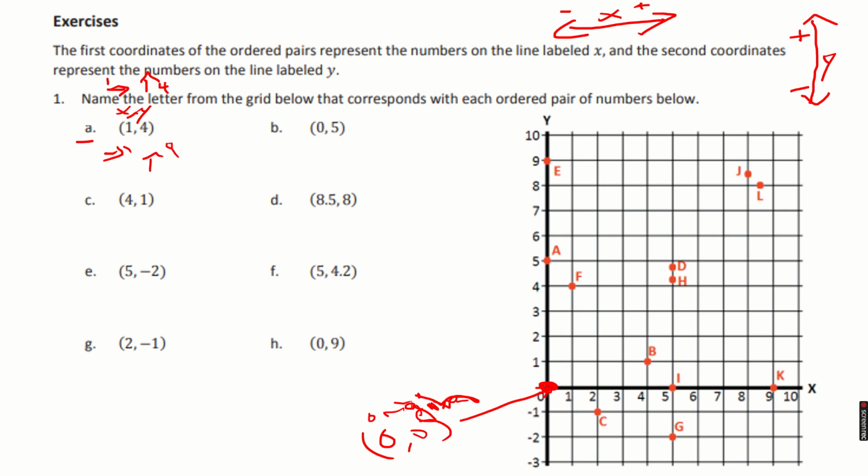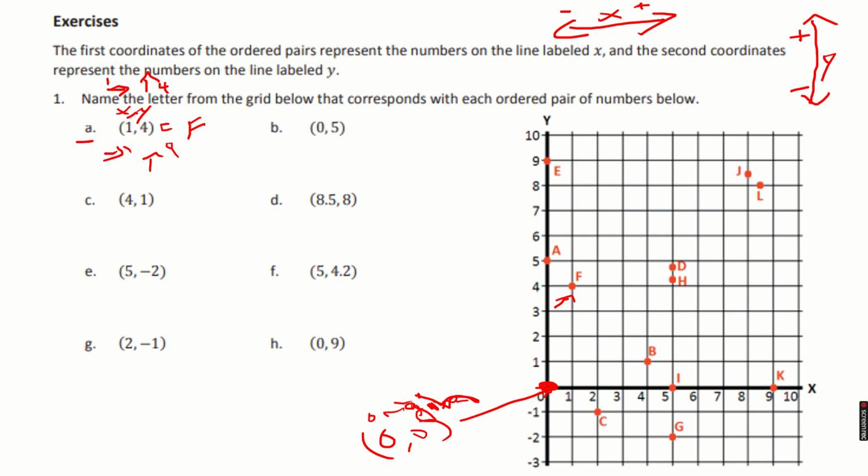So from here, I'm gonna go over 1. And I'm just gonna put a dot on the graph so you can kind of see it. So it's that dot right there. And then up 4 spaces, we'll notice that that is the space right there, F. So A represents capital letter F.